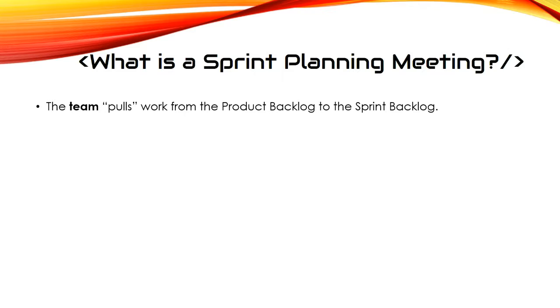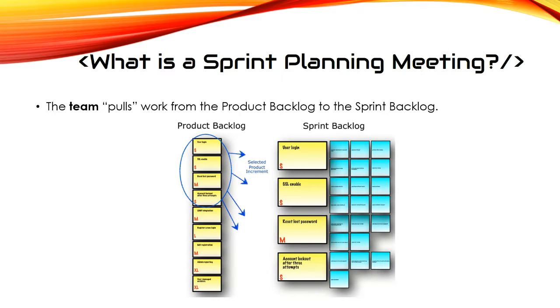So the team pulls work from the product backlog to the sprint backlog. For example, here is your product backlog, and you can see you've got small items, medium items, small items, large items, extra large items, and you'll pull them into the sprint backlog. And then from there, you will create tasks for these work items that you pulled in from the backlog.